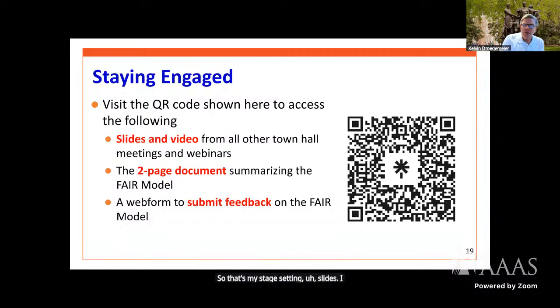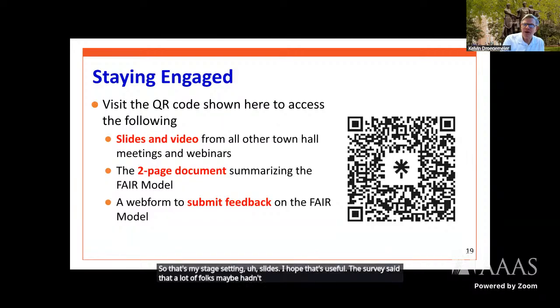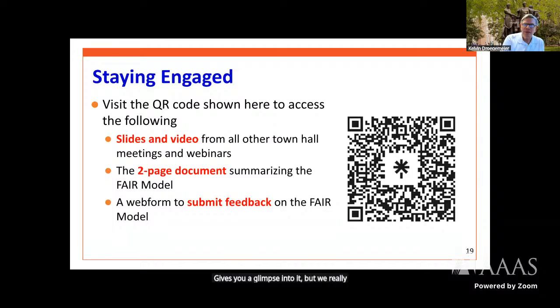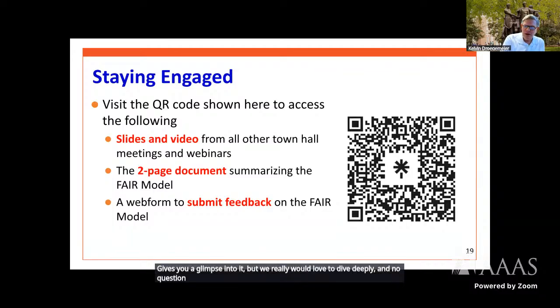I hope that's useful. The survey said that a lot of folks maybe hadn't really heard much about the FAIR model. So hopefully this gives you a glimpse into it, but we really would love to dive deeply. And no question is inappropriate. Any question you have, we'll do our best to answer it.